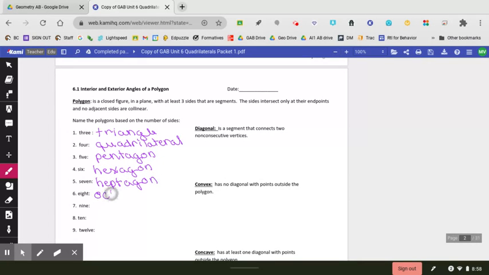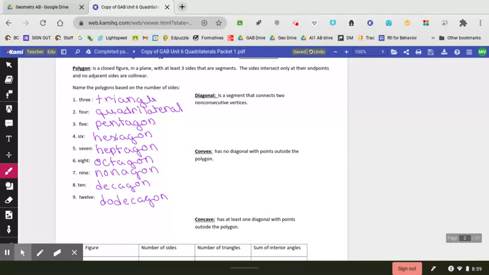Eight is an octagon. Nine is a nonagon. Ten is a decagon. We skip 11 and go to 12, which is a dodecagon. They all have names up to, I don't know, probably 100-sided or more. Anything beyond 12, we're really just going to call an n-gon, where we replace n with the number.